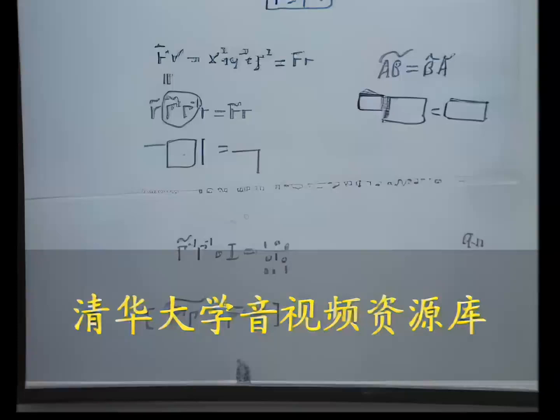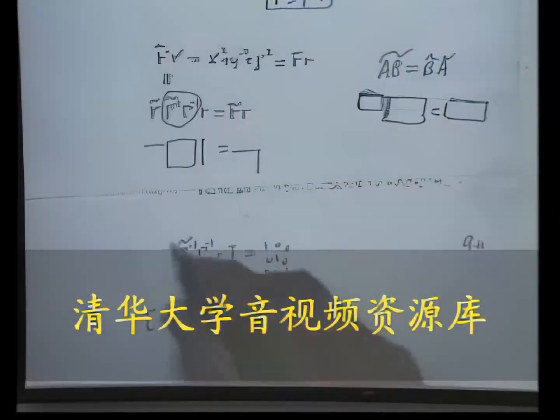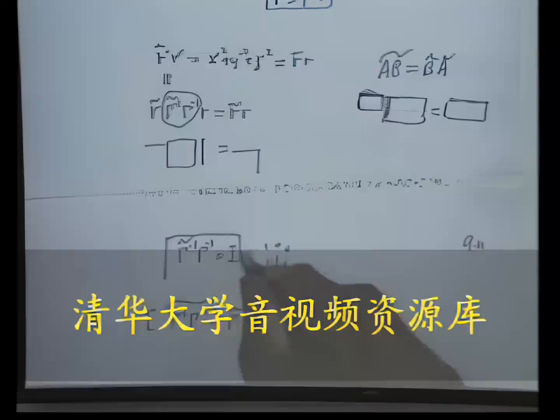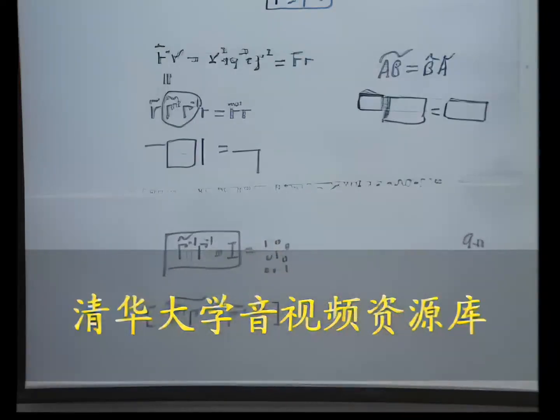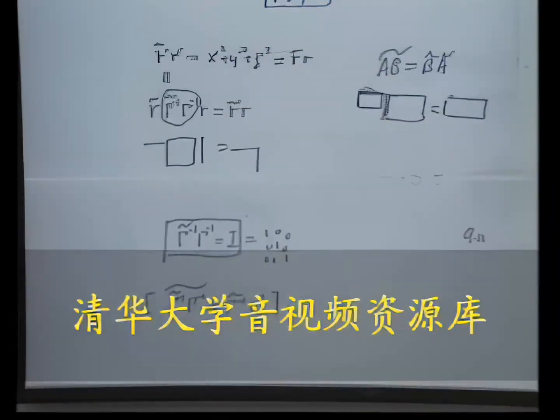This is a footnote to prevent the objection that maybe it's a 1 here and minus 1 here. You can't be, because it has to be a symmetric matrix. So that's the most important statement. If a matrix is equal to 1, its inverse is also equal to 1. So I can take the inverse.